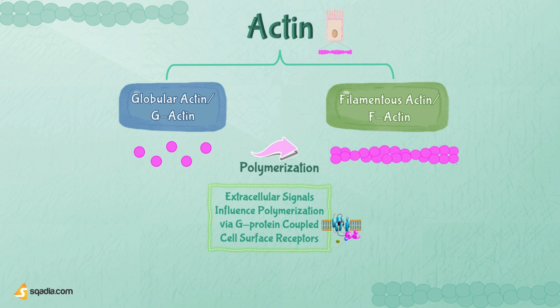This polymerization and depolymerization reaction is closely regulated by the cell. For example, extracellular signals may influence polymerization via G-protein-coupled cell surface receptors, facilitating cell processes such as chemotaxis in neutrophils.